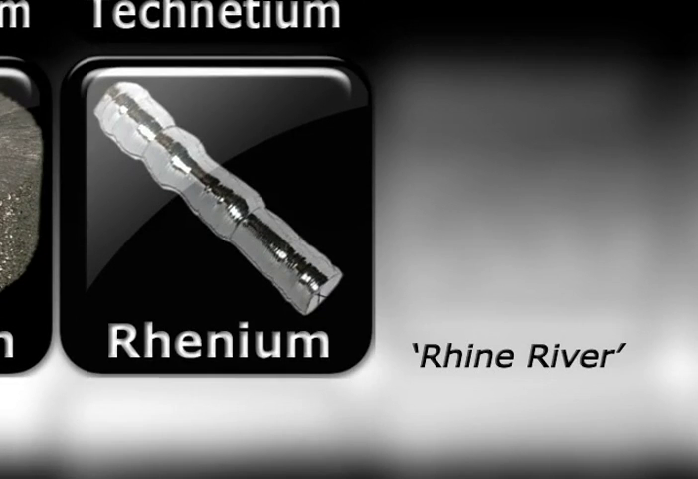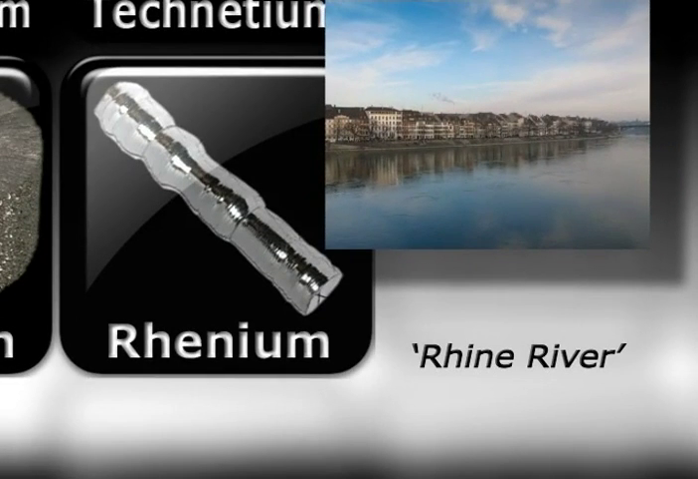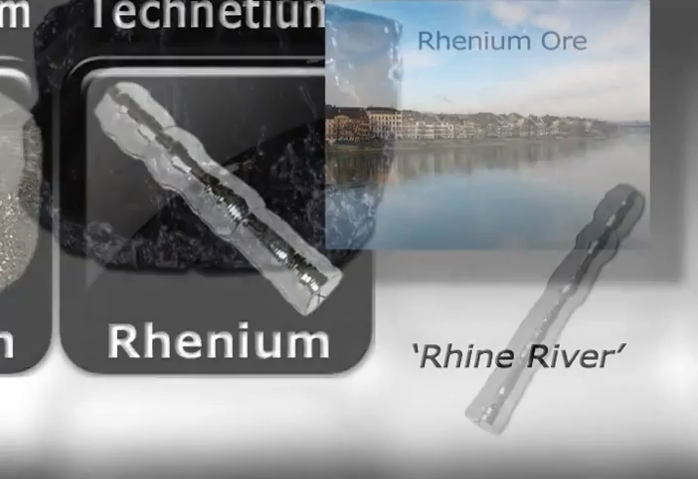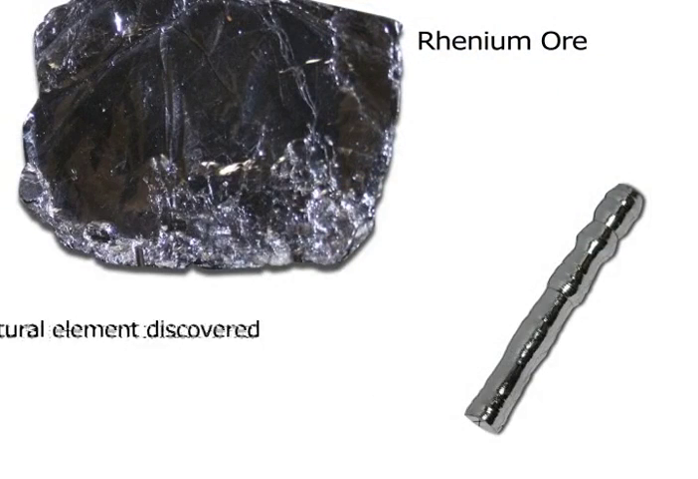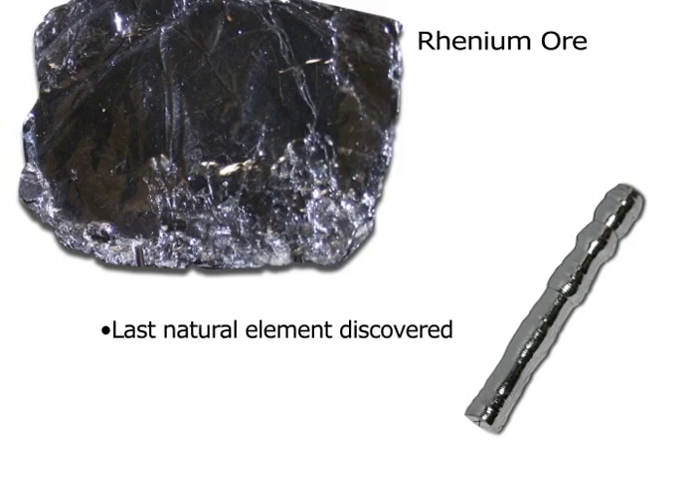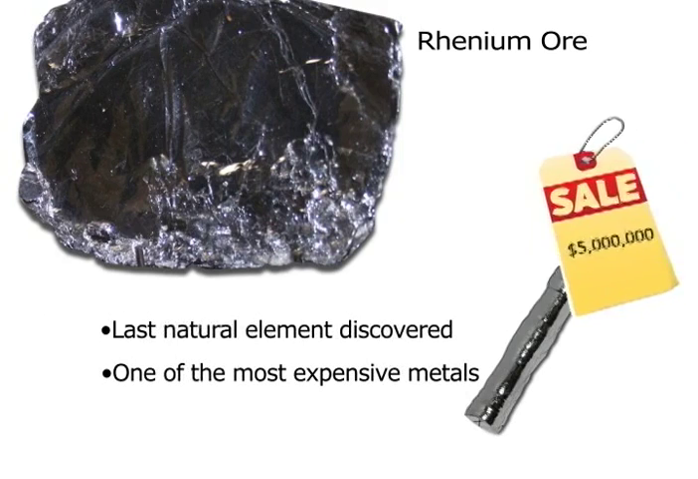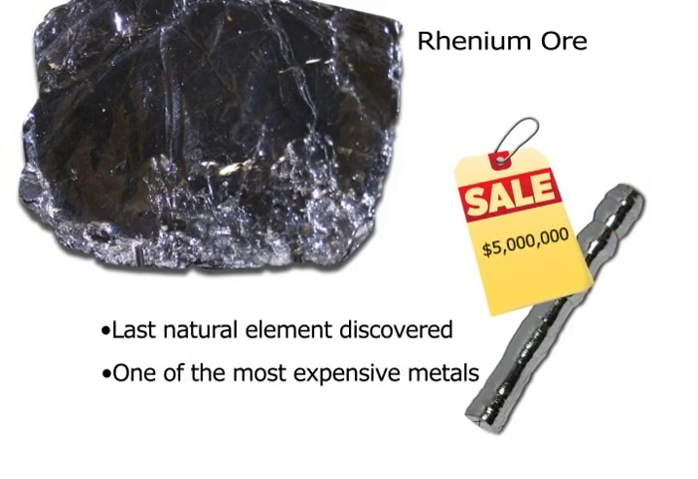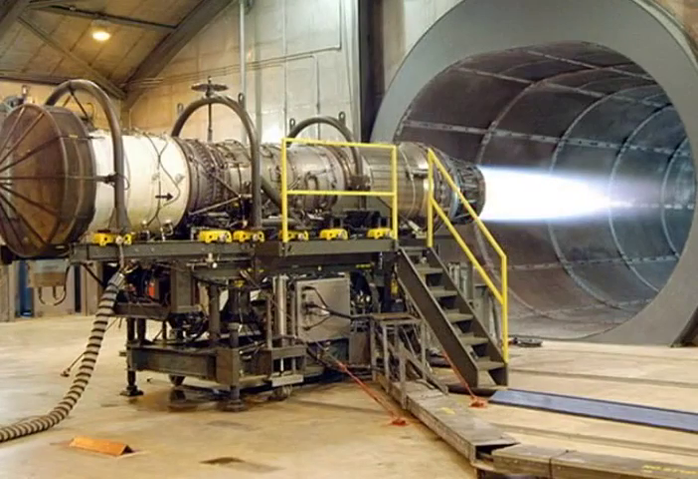Rhenium, named for the discoverer's homeland in Germany along the Rhine River. Rhenium was the very last natural element to be discovered, and, of course, it was the most difficult to find. As a result, rhenium is one of the most expensive metals, selling at one time for $5 million a pound. Currently, around $10,000 a pound. Very small amounts of rhenium make exotic alloys that withstand stress and heat, used, for example, in some military jet engine parts.